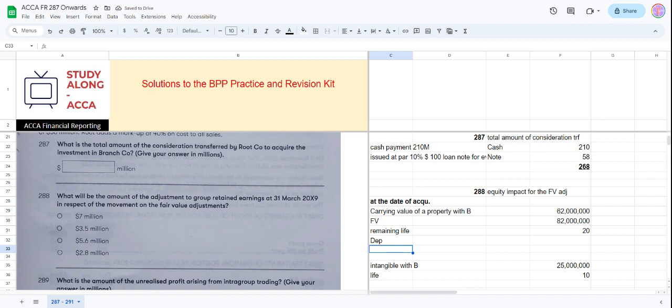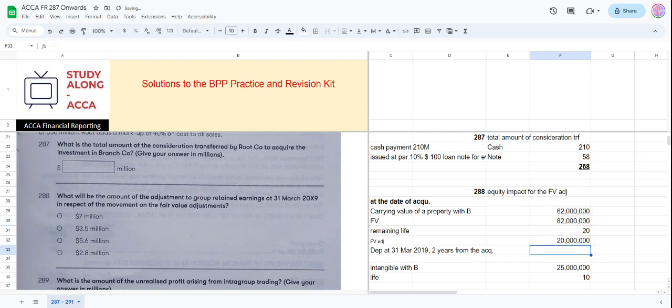and the question that we are looking at, that is 31st March 19, which is 2 years from the acquisition date. So we need to do this calculation for 2 years. What is the difference here? How much is the fair value adjustment? From 82 million to 62 million, it is 20 million. Every year the charge will be how much?